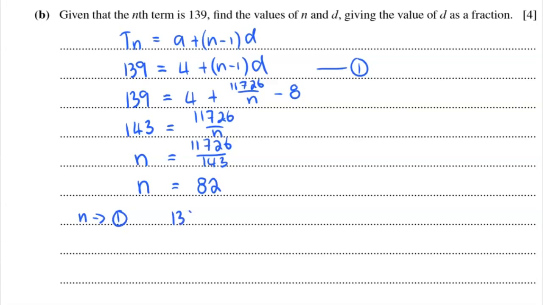So we've got 139 is equal to 4 plus n minus 1. Well, we can do that. 82 minus 1 is just 81, not 80, times d. Why is it so complicated? All right, so we're adding 4. This time we subtract 4, and we'll get 81d is equal to 135, right? And so d is equal to 135 divided by 81. Let's put it in our calculator, see if it simplifies at all.